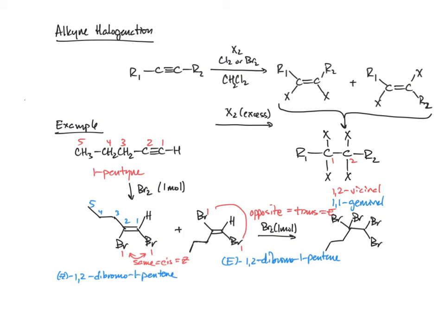So again, here's our numbering, 1, 2, 3, 4, 5. Now we would number this 1, 1, 2, 2, tetrabromopentane. So when you're looking at these conditions, you have to identify where the alkyne is, how many equivalents of the halogen you're using to determine where it stops. Does it stop at the alkenes, or do you add a further equivalent and get the alkane?